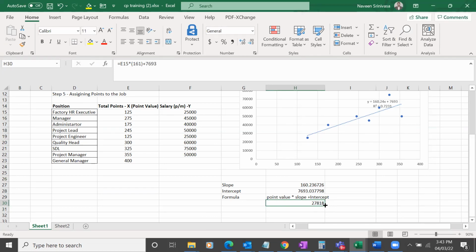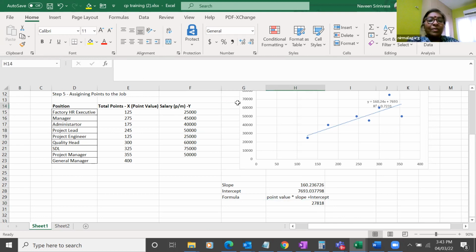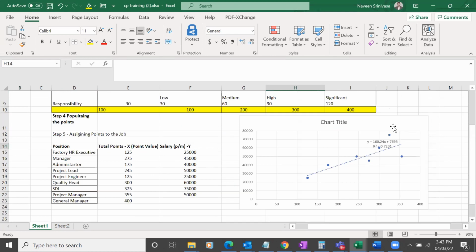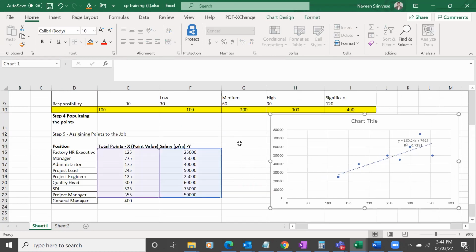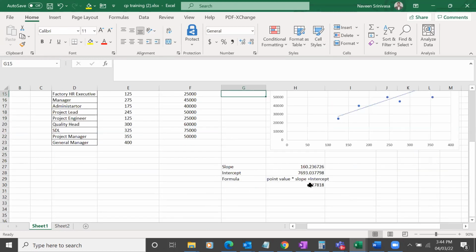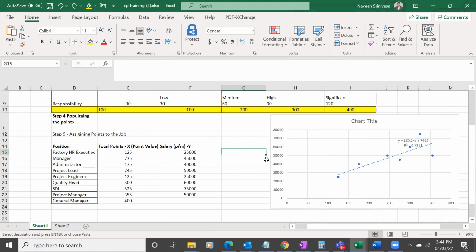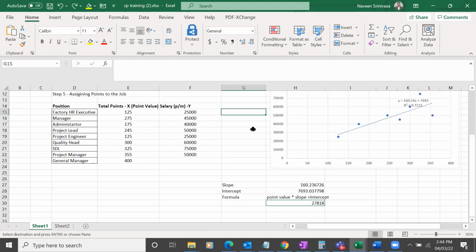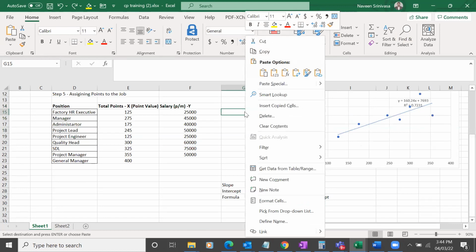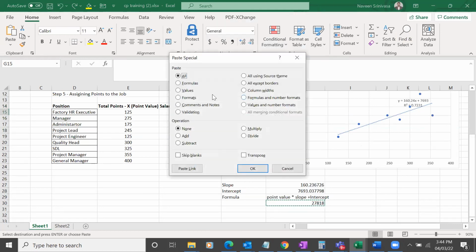Put it under the G column, the pay line. Absolutely. Make it smaller, then you'll have more space. And copy the formula. Paste special as formula, formula with number. Formula.